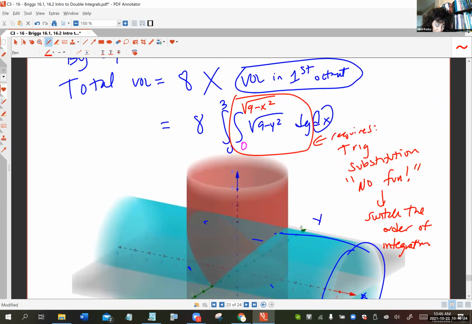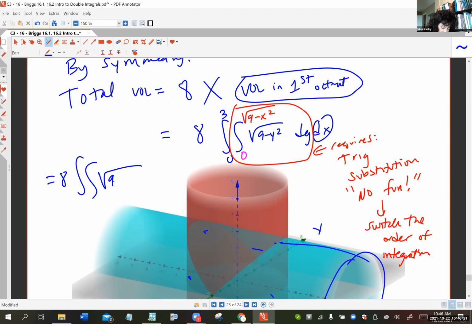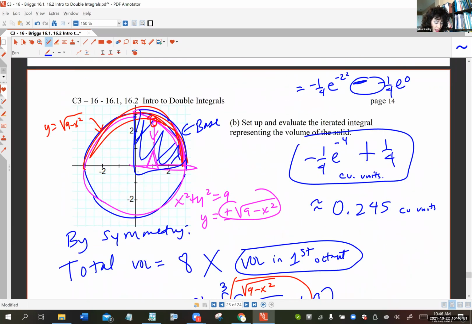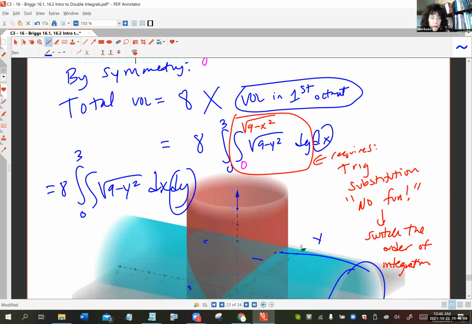So what do I mean? You're still going to have some things in place. You're still going to have 8. The capping surface is still square root of 9 minus y squared, but your order of integration will be dx dy instead. And hopefully this is all going to be wonderful when you work it out. Now, what are the limits? Don't just guess. What is y doing on the base of our solid, which is this little piece here? Well, from a pure number to a pure number, y looks like it's going from 0 to 3. You get pure numbers for your outermost integral.